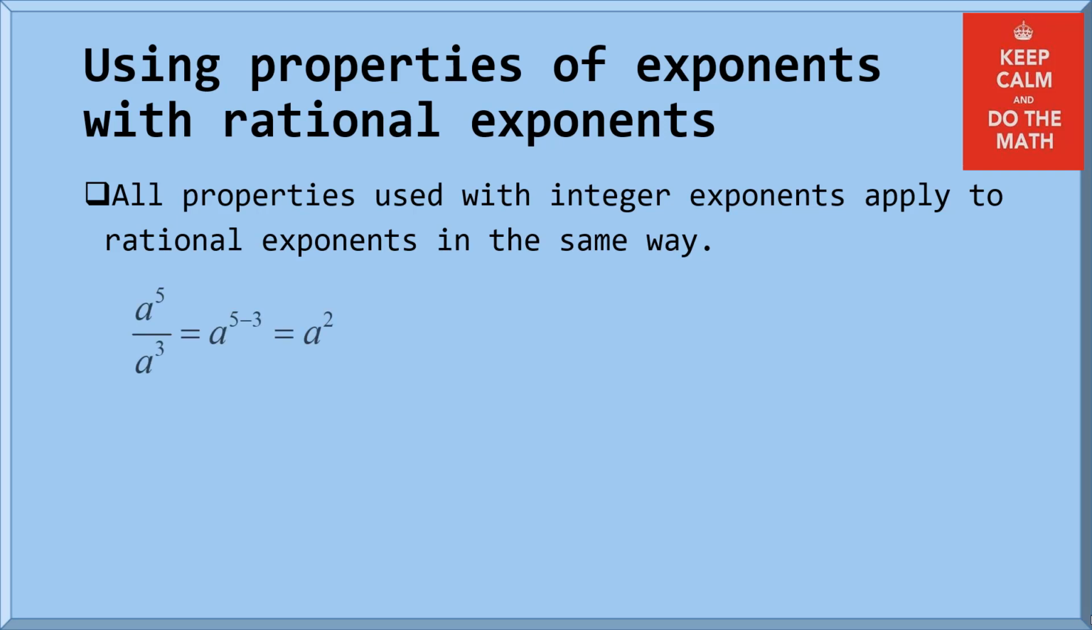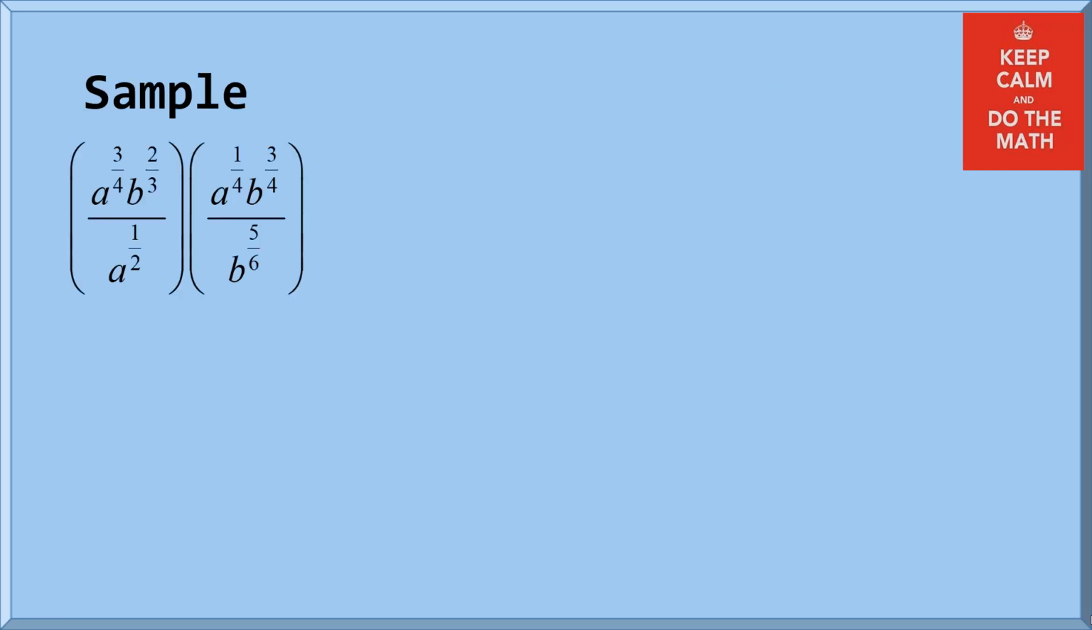Let's look at one more rule, and this is our division rule, where we have a to the 5th divided by a cubed. So we subtracted the exponents. a to the 5 minus 3 equals a squared. We do this the same way with fractions. We have a to the 4/5 divided by a to the 2/5. a to the 4/5 minus 2/5, well, 4 minus 2 is 2, so we have a to the 2/5.